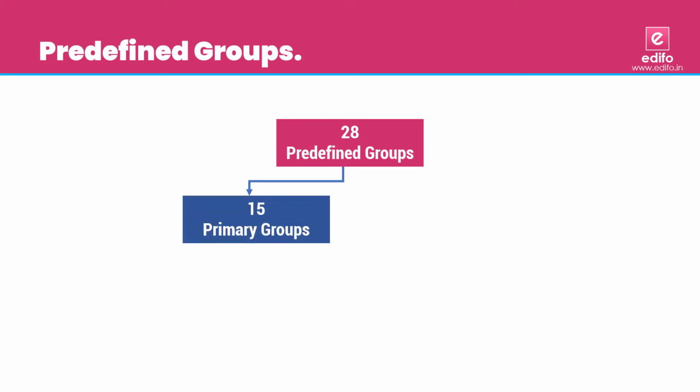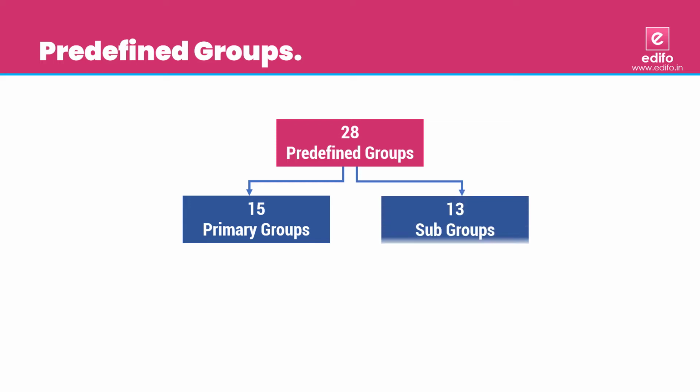Again, Tally divides these 28 groups into two sections: 15 primary groups and 13 subgroups. Get it? 15 primary groups and 13 subgroups. And these 13 subgroups are part of the 15 primary groups. That means the 13 subgroups are the subgroups of the 15 primary groups.